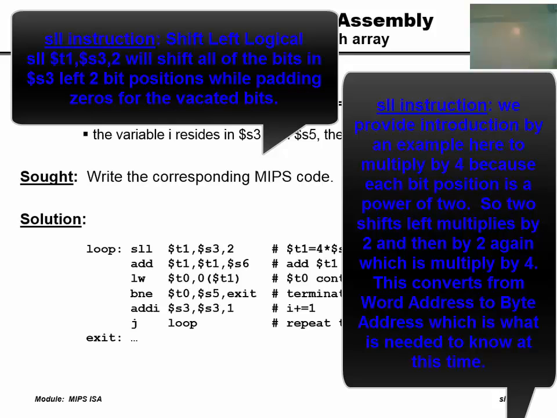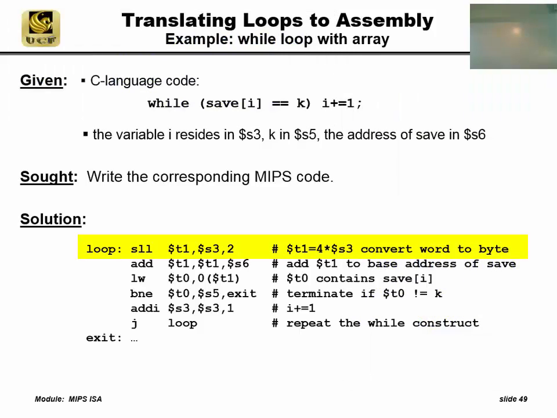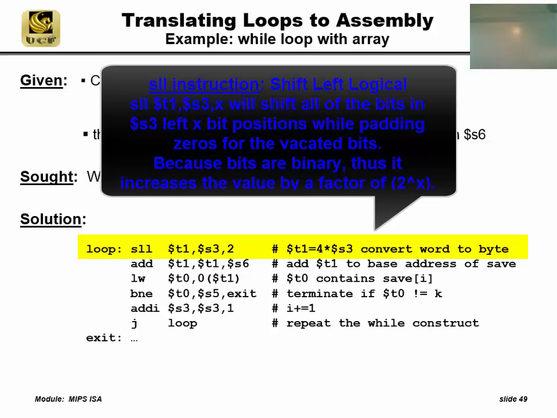So now back to this. What did this statement do? It shifted S3. What was S3? I. Shifting 2 bit positions to the left multiplies by 4. Suppose I shifted 3 bits, it would multiply S3 by 8. If you want it multiplied by 2, shift 1.